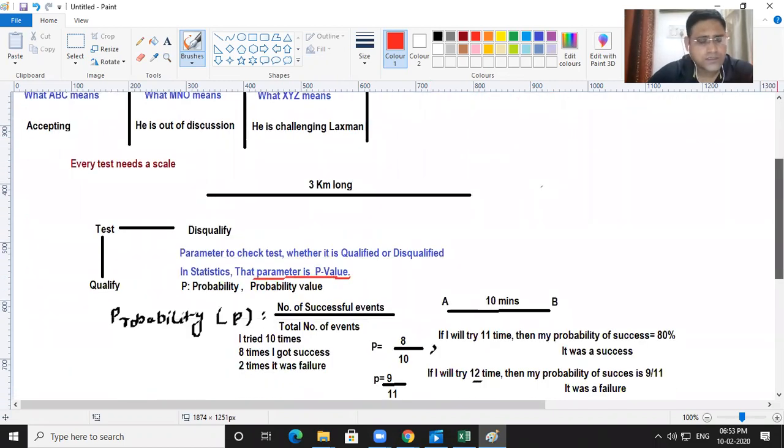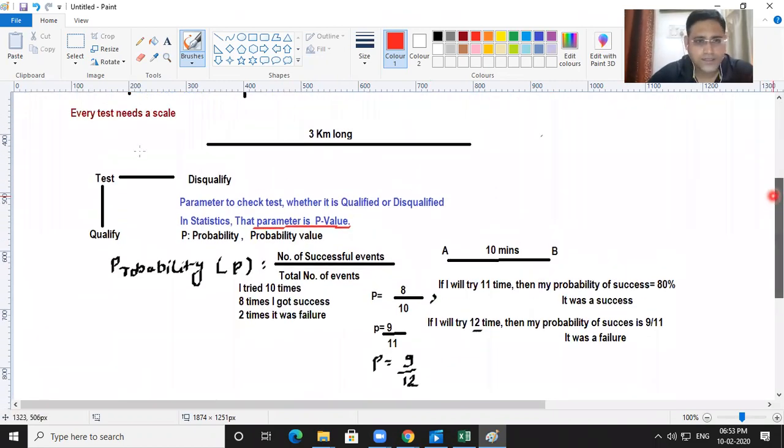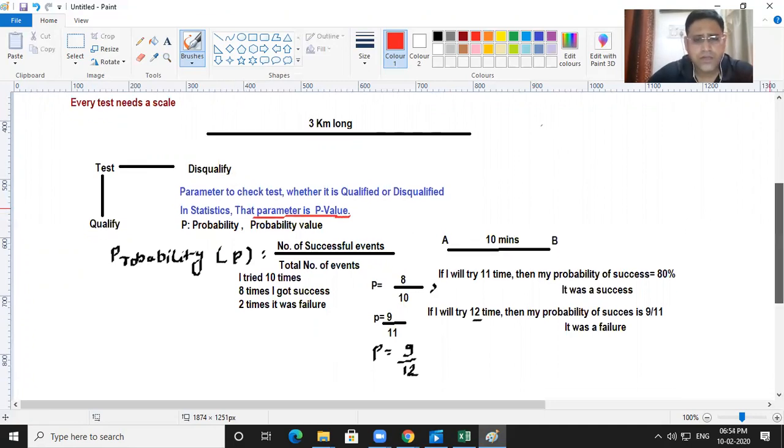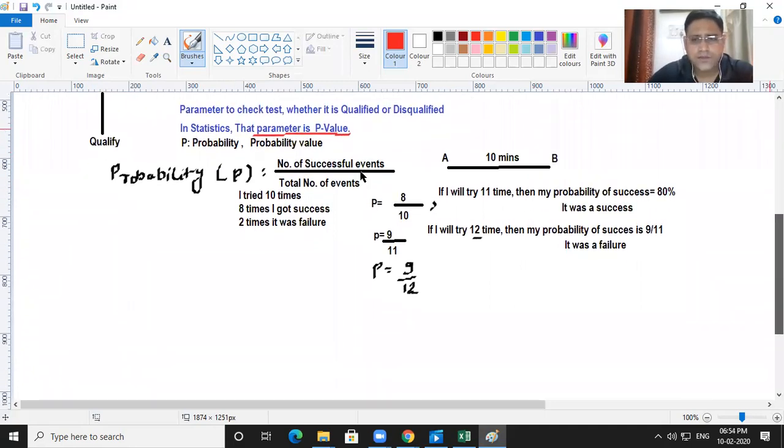So we have discussed that for every test we need a scale. Okay, and there can be only two possibilities with the test: either the test will be qualified or it will be disqualified. But how will we measure that the test is qualified or disqualified? For that we need some parameter. Statistically that parameter is p value, and p means probability. So p value is your probability value.